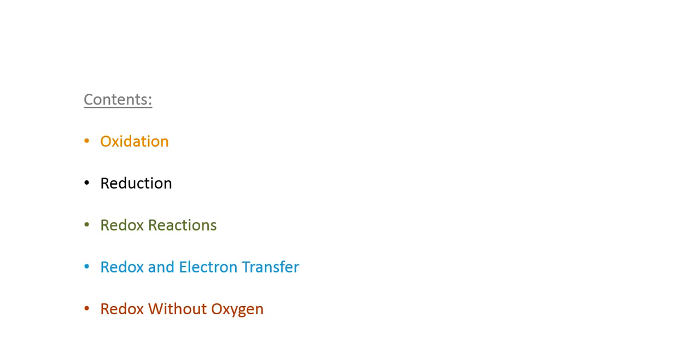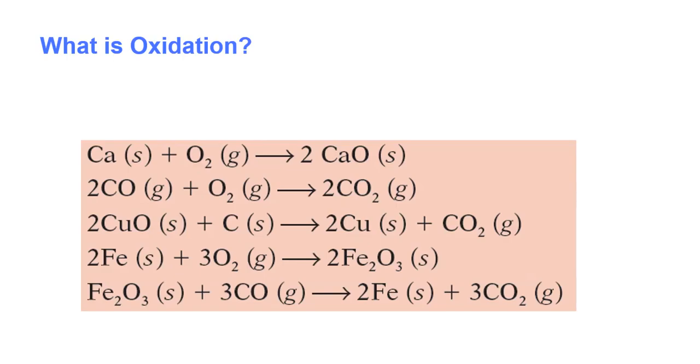We all know that a chemical reaction is a process in which one or more substances react to get one or more different substances. In simple words, reactants are converted into products. I will explain what is oxidation.